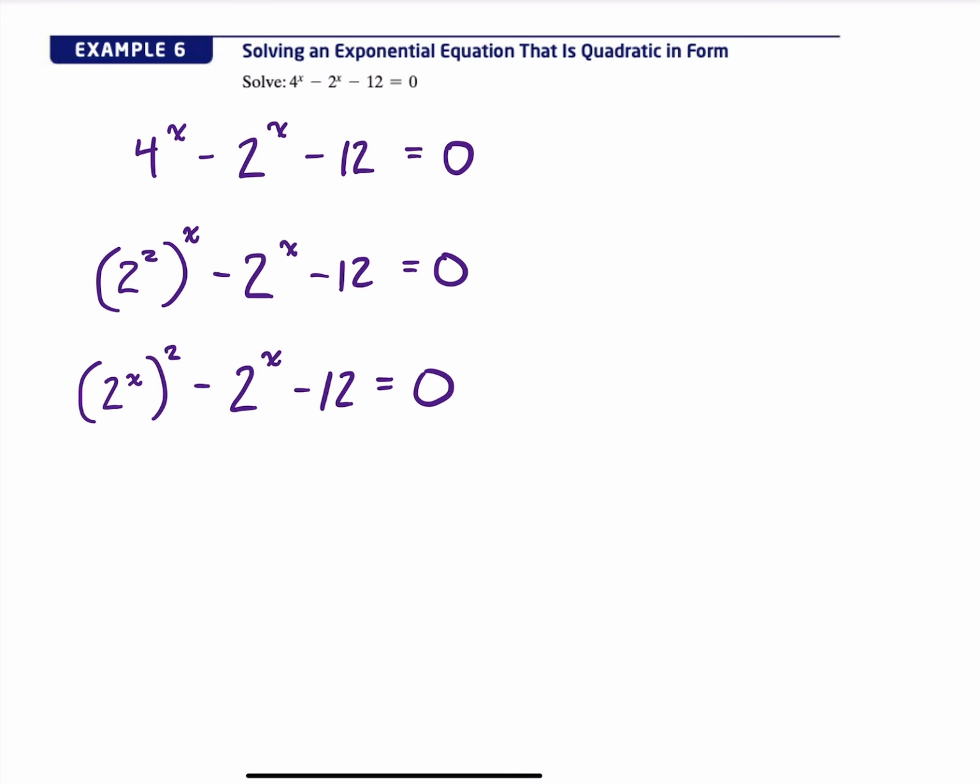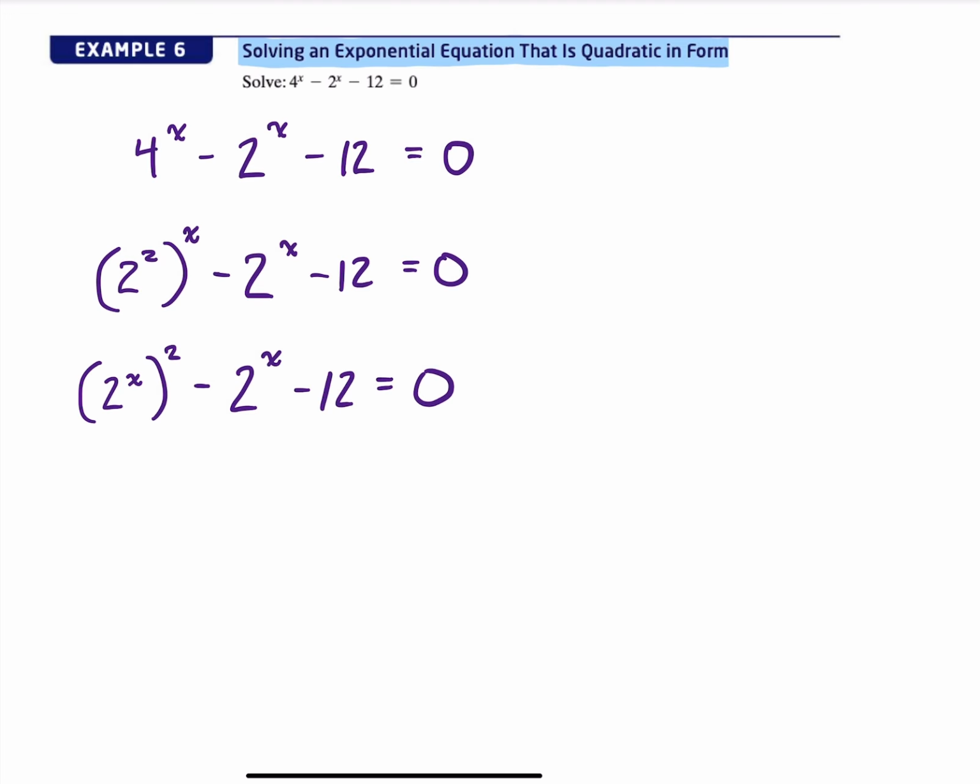So what does this look like? Notice, we get kind of a hint in the title: solving an exponential equation that is in quadratic form. In quadratic form, something squared plus or minus that same thing to the first power, plus or minus some constant, equals 0. And we know how to solve those. We can factor them and solve them.